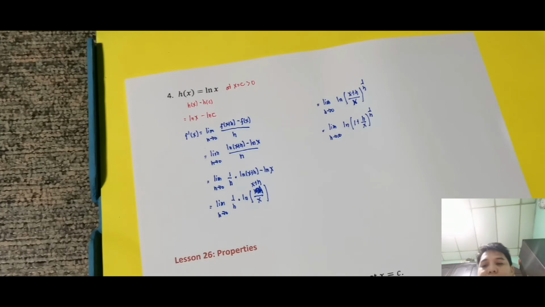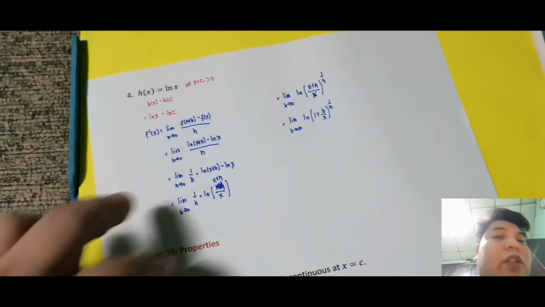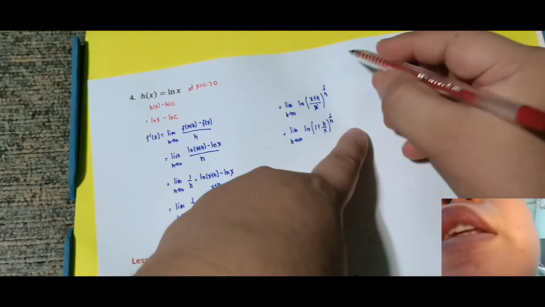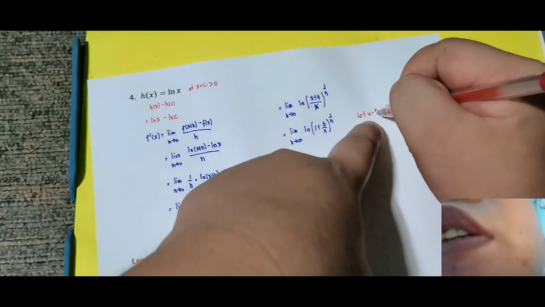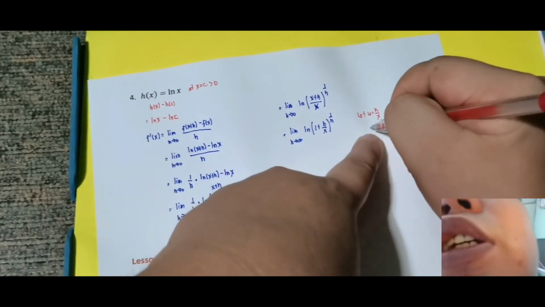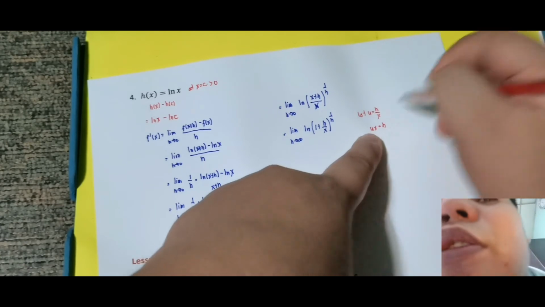Mag-change of variable tayo dito. So, paano bang change of variable? So, ayun o, mag-change of variable ako. Maglilet ako ng, so, let u is equal to h over x. So, ano yung h? ux is equal to h. So, dalawa yung mangyayari dyan.